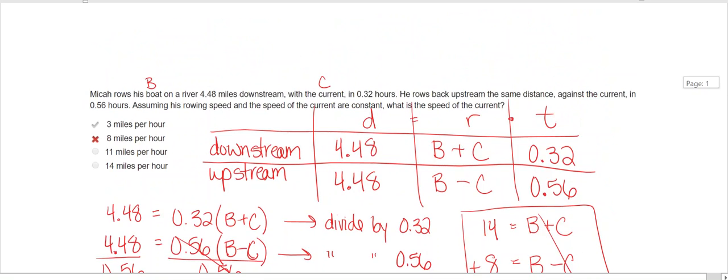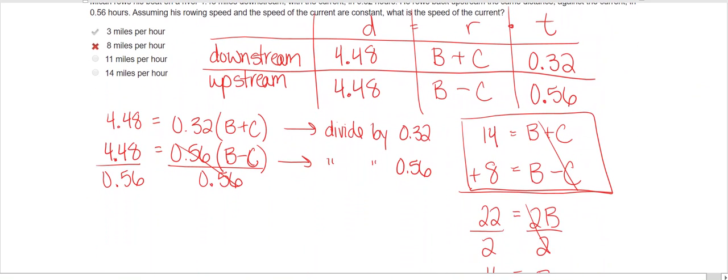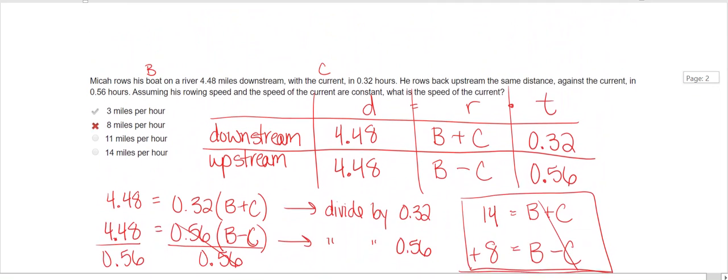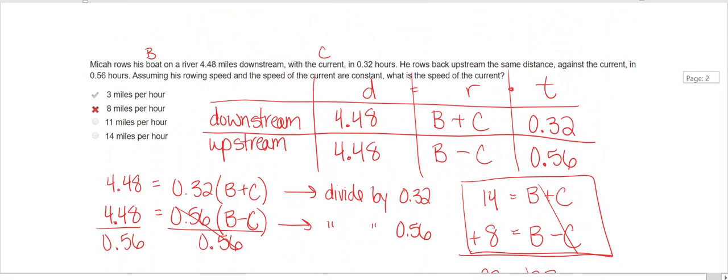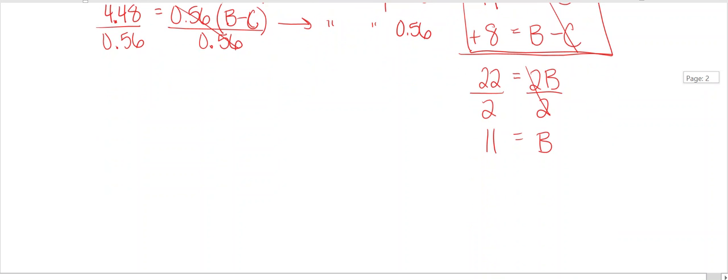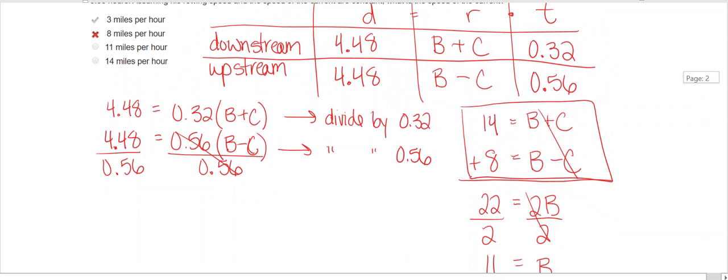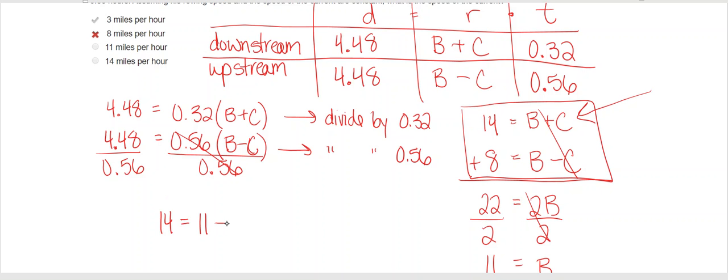So when I go back to the question, it wanted to know what's the speed of the current. Remember that B originally represented the speed of the boat, which means that we want to plug that answer in, that 11, into an equation. Now, there are easier places to plug this in and more difficult. It's more difficult over here on the left because of the decimals. It's much simpler to plug that 11 in over here. And the easiest spot is this one. So 14 equals 11 plus C. Well, 11 plus what is 14? C equals 3. So 3 miles per hour is the speed of the current.